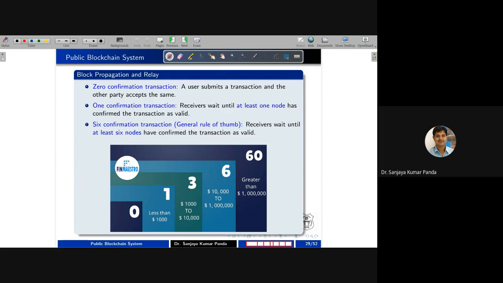But when you go for a one confirmation transaction, if the amount is less than $1,000, then one confirmation is sufficient. So the receiver has to wait until at least one node confirms the transaction is valid. Once you get that, it is confirmed. And between $1,000 and $10,000, three confirmations are required. The receiver has to wait for at least three different nodes to confirm.